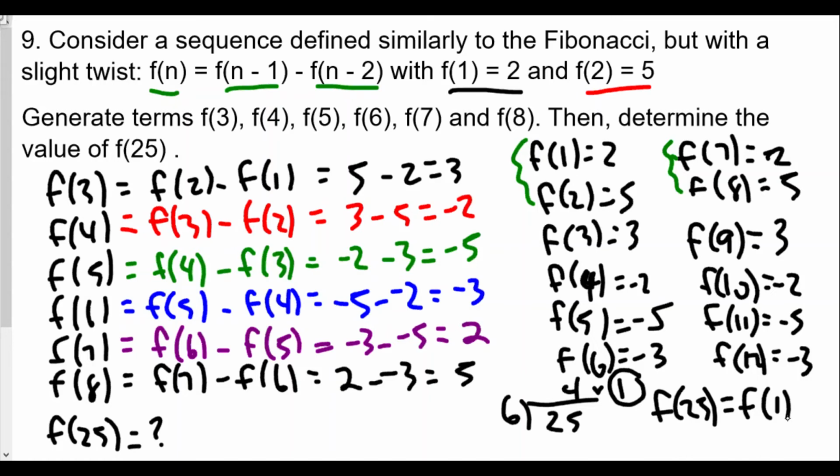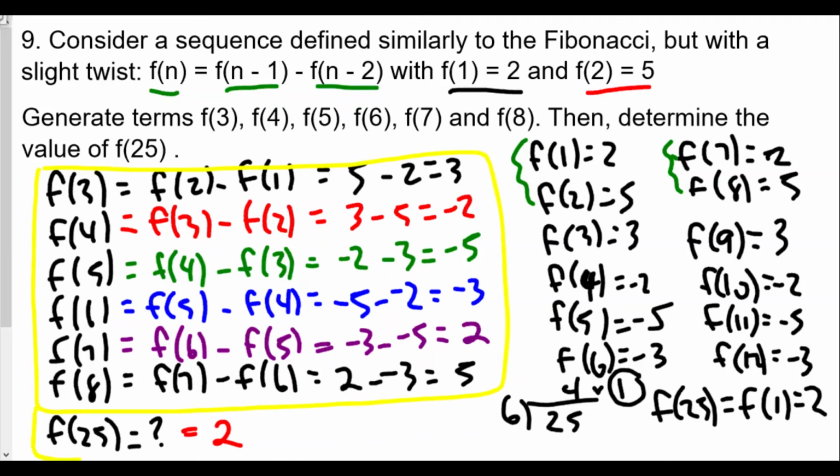Now, if there was no remainder, it would be the same as the last term in the sequence of 6, which would be F6. But here, F1 is 2. So the answer to this question of F25 is equal to 2. Okay? All right, ladies and gentlemen, so here becomes our F3 through 8. And of course, what is the 25th term? Based upon this, we can predict any term because we can use the same logic in solving.